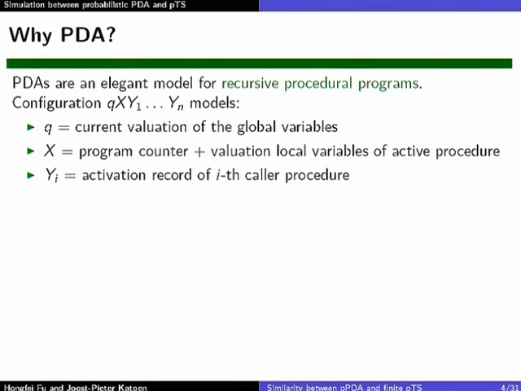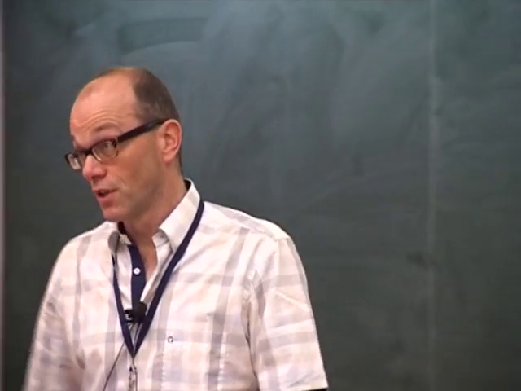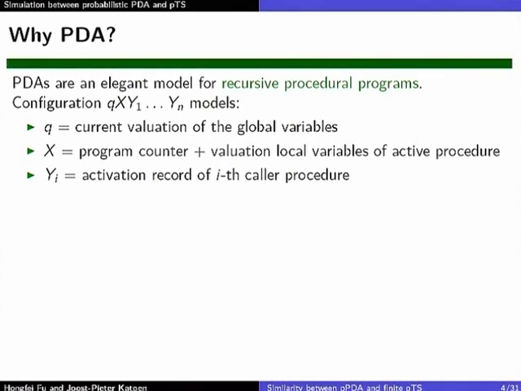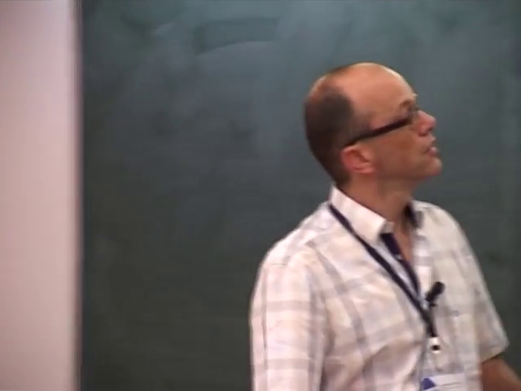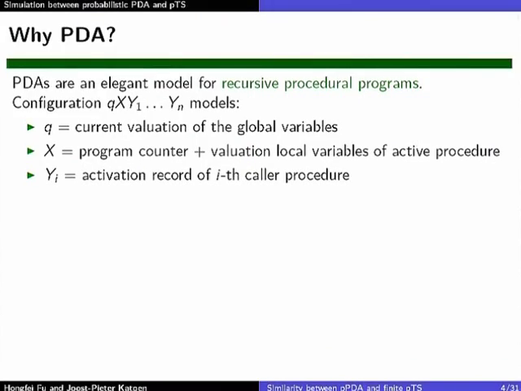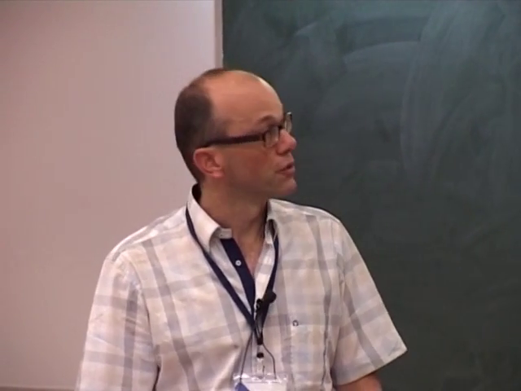Why is this interesting? Why are we looking at pushdown automata? Well, pushdown automata are actually a very elegant model for recursive procedural programs. So one way to view this is as follows. If you have a configuration like this, Q, X, Y1 up to Yn, then the intuition behind it is that Q is the current valuation of all the global variables in your program. X could, for instance, contain the current value of the program counter, plus the valuation of all local variables of the current active procedure. And then for all procedures that you have already invoked, in the whole chain of recursive procedure calls, you have an activation record that keeps track of some local variables plus a return address. Okay? So this gives a very natural model for recursive procedural programs.